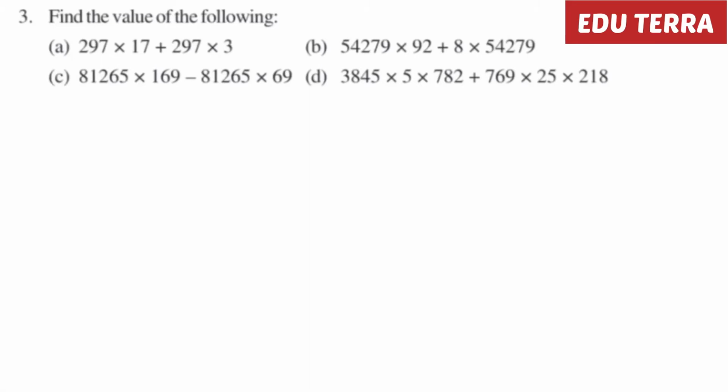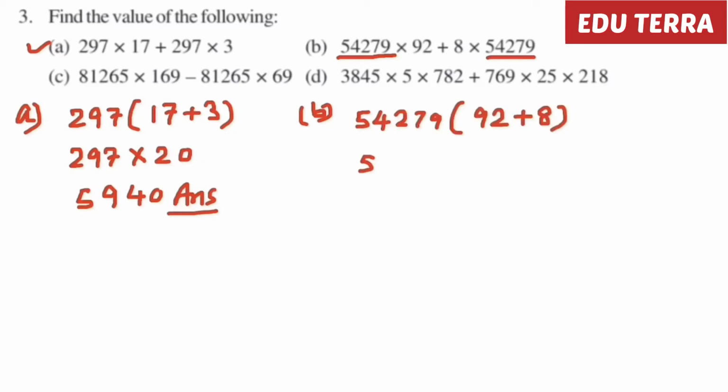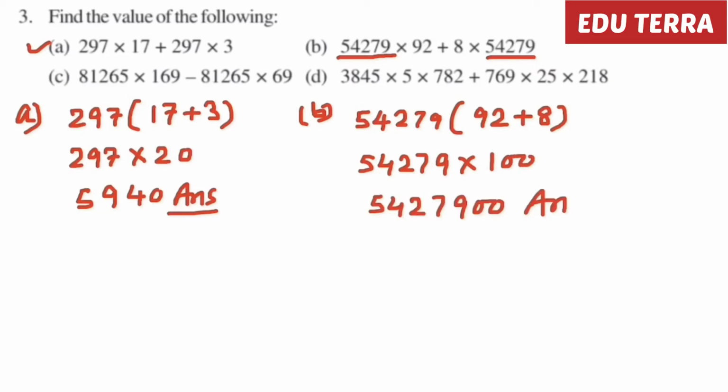See A. So what can we do here? We can take 297 as a common. So the product 297 into 20, our answer. Part A is over. Now part B, what can we do here? Once again you can see 54279 is common. Now 54279 into 100, answer.